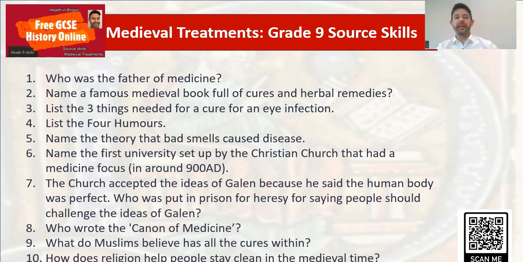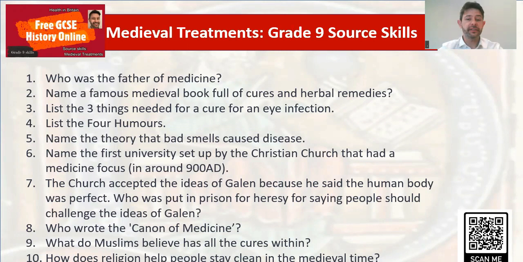So here we are with the quiz, 10 questions to test your knowledge on medieval treatments. If you need to revise your knowledge, just have a look at that QR code there, scan that and it will take you to some Quizlet cards to help revise your knowledge. Perhaps, if you like, you could be looking at the Quizlet cards and trying to answer questions. Maybe a useful active way of revising, to read through and try and find the answers to these questions, all of which are useful questions for you to know about the essentials of medieval treatments. So have a look at those 10 questions. You can pause it and give it a go, and then we will go through the answers in a moment.